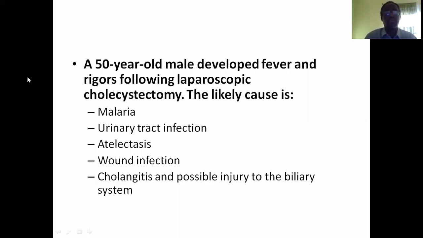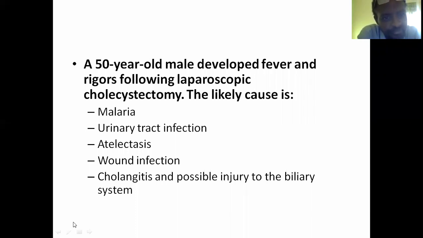Let's see: a 50-year-old male developed fever and rigors following laparoscopic cholecystectomy. The likely cause is... following laparoscopic cholecystectomy. It's not a major operation. Immediately following any surgery, is that laparoscopic? Why? What's the problem? The keywords here, what are the keywords? Let's hear from you. Yes, what are the keywords?